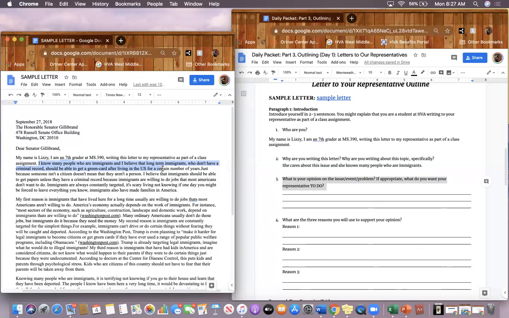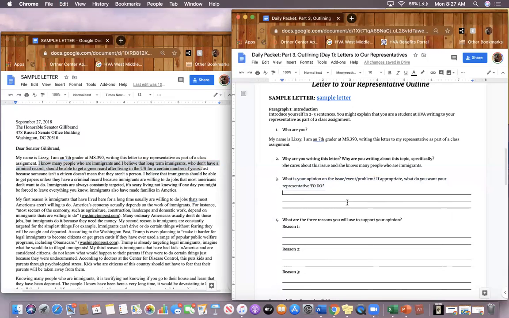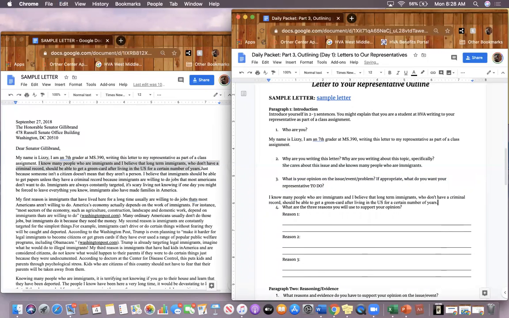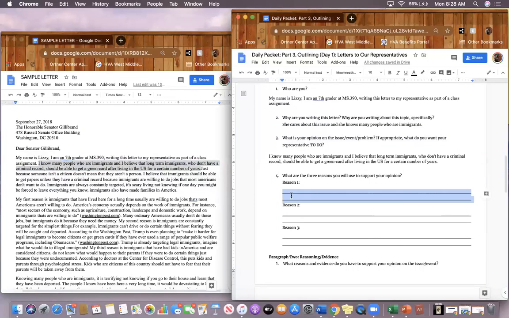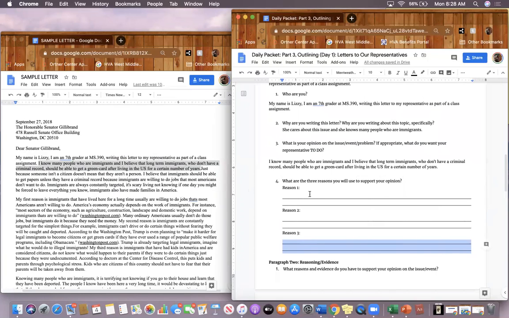of years. Okay, so in this one sentence, Lizzie is asking her representative to do something. She's stating her opinion on what she wants. So she's answered question number 3. So I'm just going to copy the sentence. I'm going to go ahead and paste it in for question number 3. Okay, so now we could continue and outline the reasons, 1, 2, 3, that Lizzie uses to support her opinion that immigrants should be able to get a green card after living in the US for a certain number of years. Let's just find the first one together.